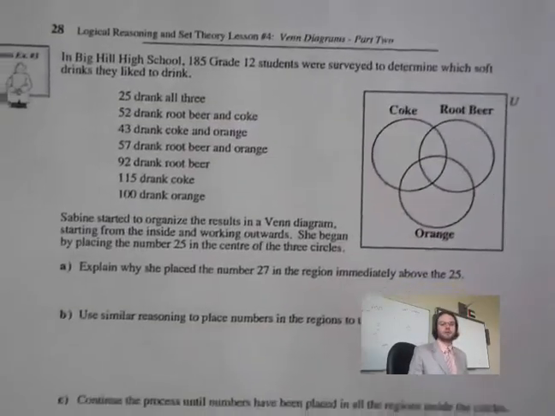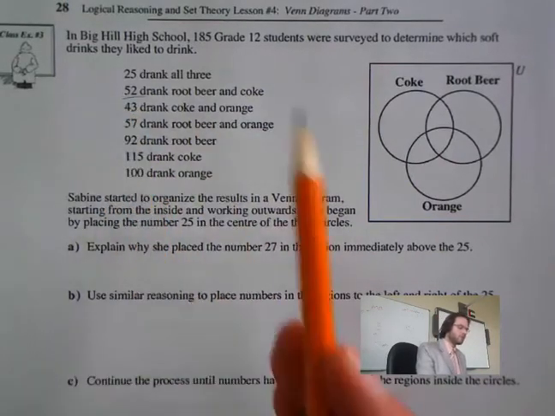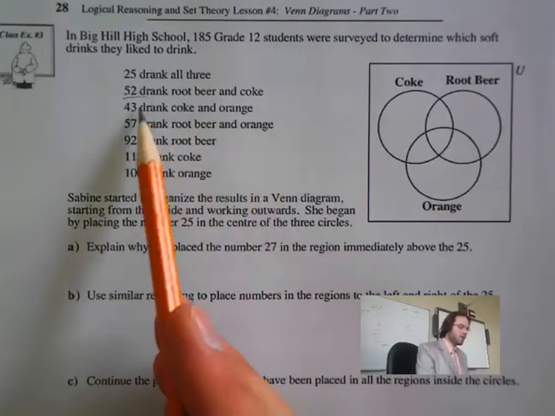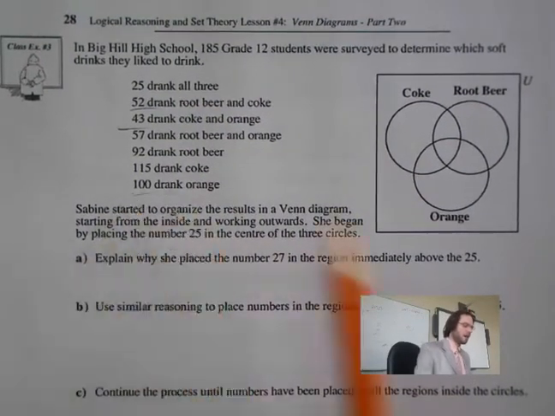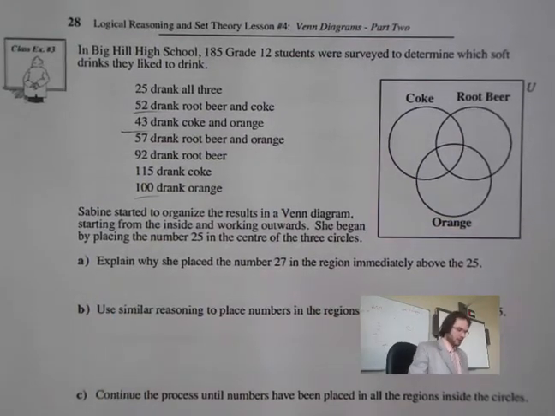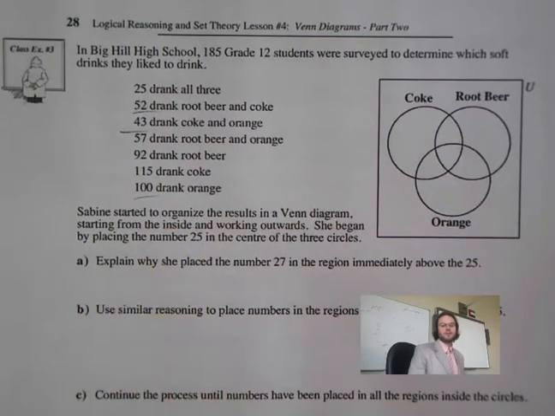Now, here we go. Last set of questions. It says, in Big Hill School, 185 grade 12 students were surveyed to determine which soft drink they liked the best. 25 drank all three, 52 drank root beer and Coke, 43 drank orange, 57 drank root beer and orange, and 92 drank root beer, 115 Coke, and 100 drank orange.